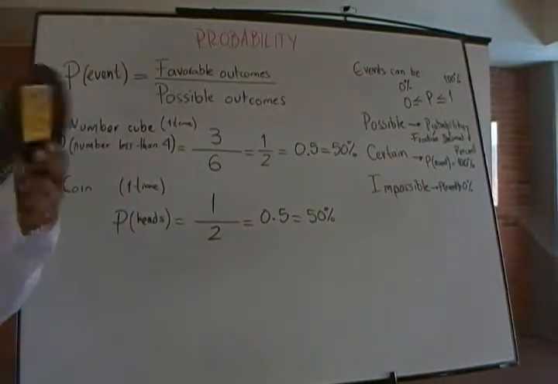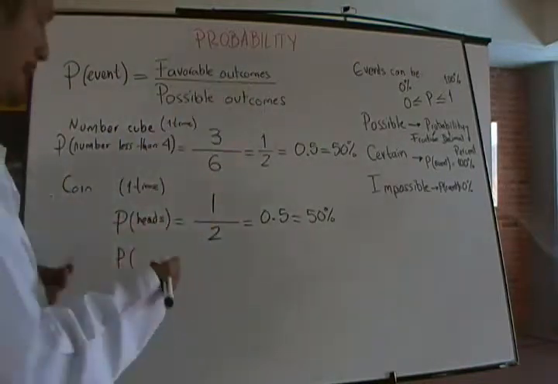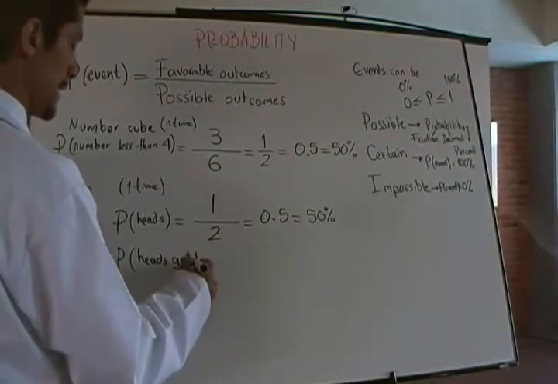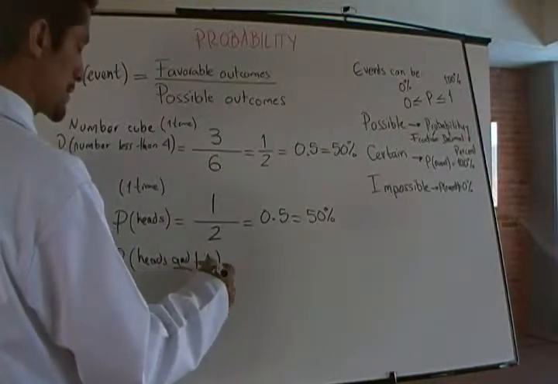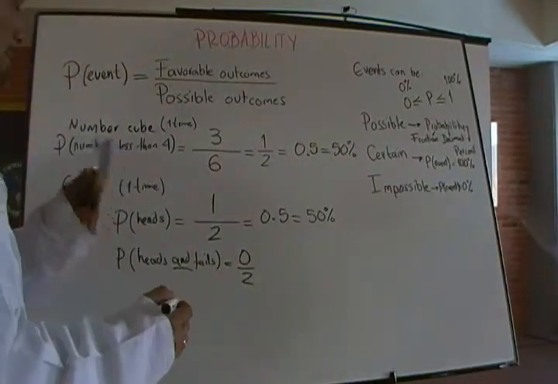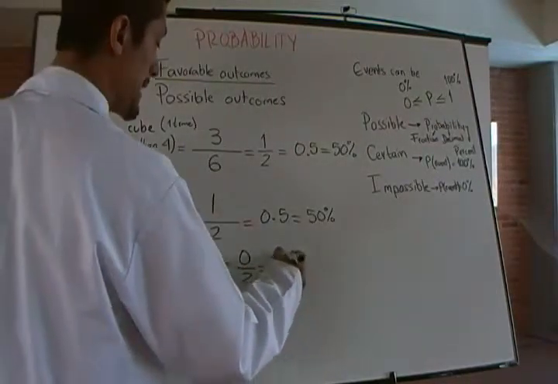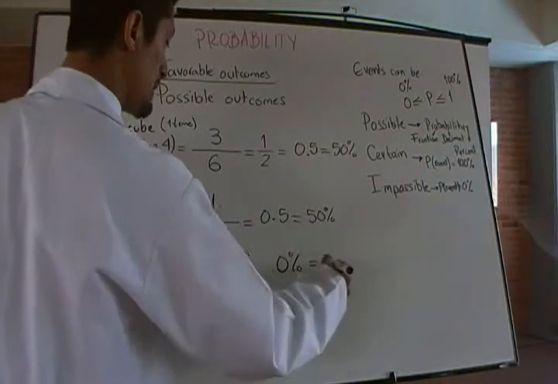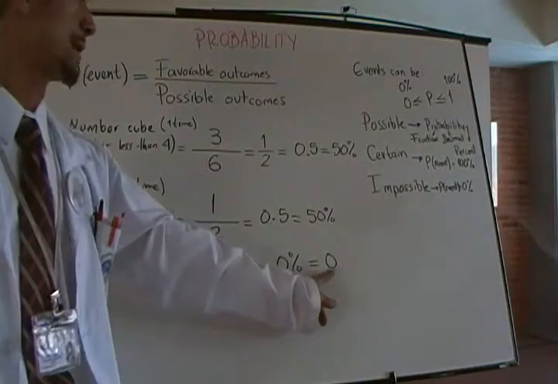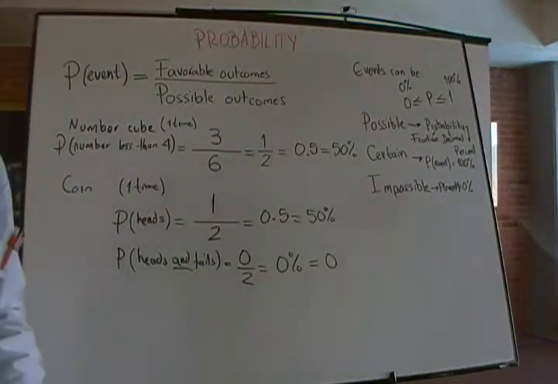How can I get an impossible event out of tossing a coin? For example, I cannot get heads and tails at the same time. So if I want to get the probability of heads and tails, this conjunction and means at the same time, right? So this is 0 out of the 2 possibilities, because that event of getting heads and tails at the same time is impossible. So remember that this is an impossible event in which the probability is 0, or as a decimal 0, as a fraction 0 out of the 2 possibilities. So in this case I cannot get heads and tails at the same time.